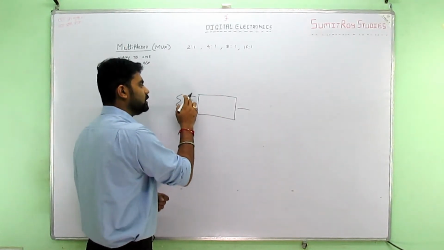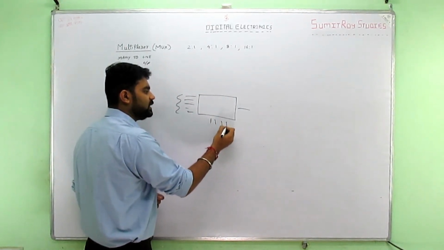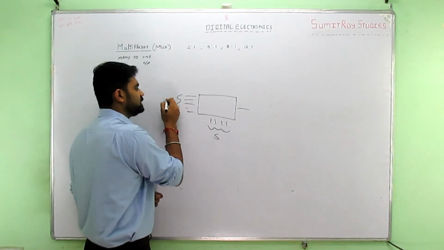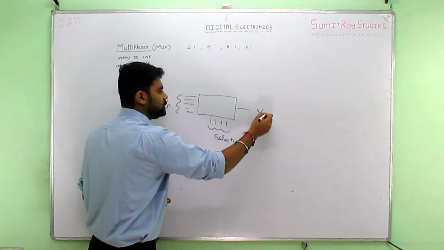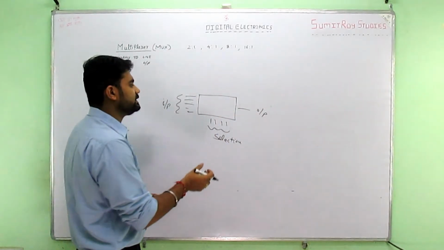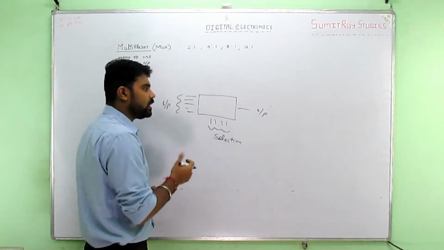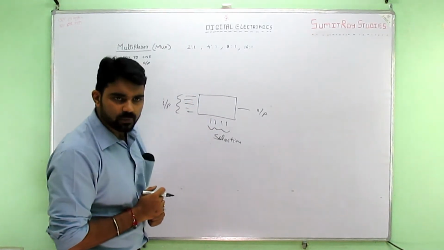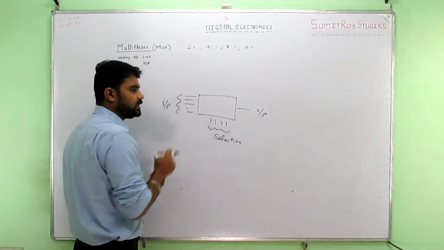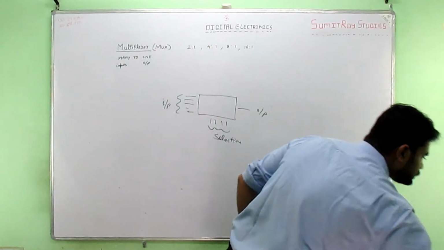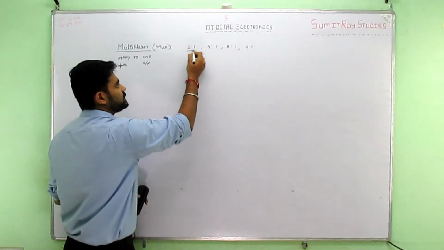Now, how can an input be chosen? By the help of selection lines. So there have to be numerous selection lines. So this is input, this is selection, and this is output. Now the problem here is how we can select, maybe first, second, third, fourth or whatever. So how can we select? By the help of the binary number system, we name these inputs. For instance, I'll take a 2:1 MUX.